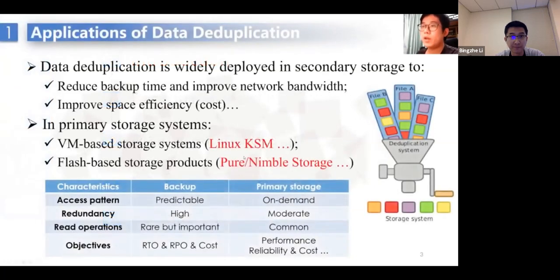Data deduplication is widely deployed in secondary storage to reduce backup time and improve network bandwidth, and in primary storage systems. Inline data deduplication has become a commodity feature in flash-based storage products for many leading companies for the purpose of enhancing the system performance, reliability, and space efficiency.